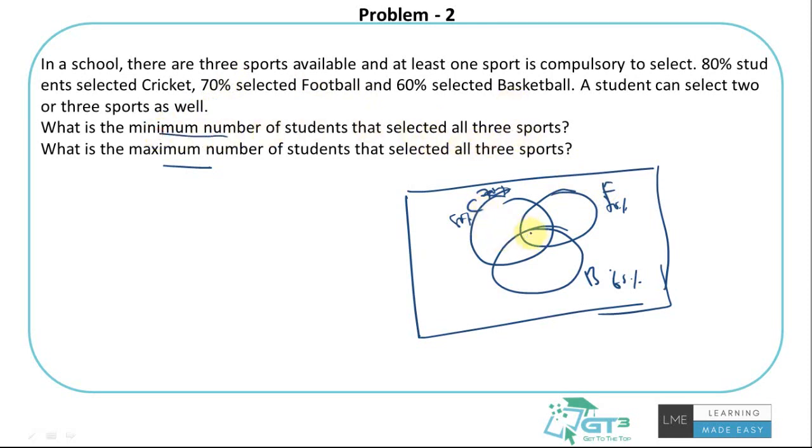So for the minimum, I want this to go as small as possible. Can I make it 0? What about this, the A? Let's talk about A first. A is the number of students who are playing none of the 3 games. That is 0, right? Why? Because it said at least 1 sport is compulsory to be selected. So that's basically making it easy for us. So this is 0.